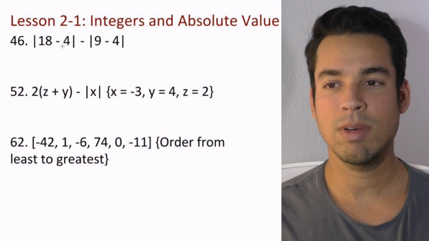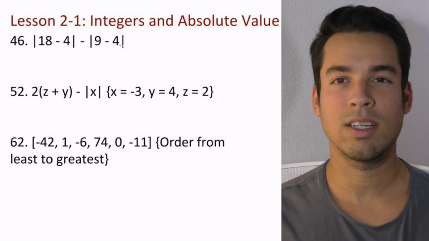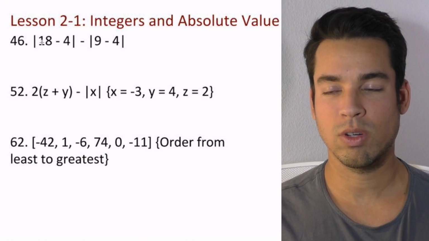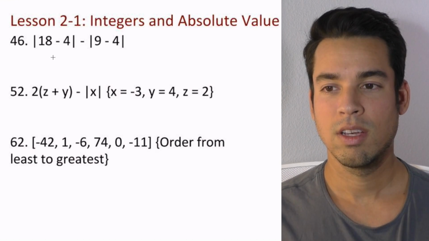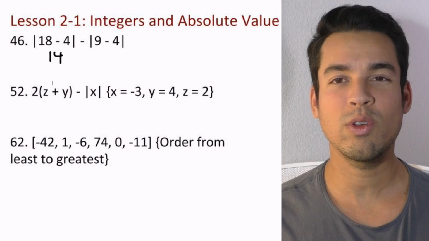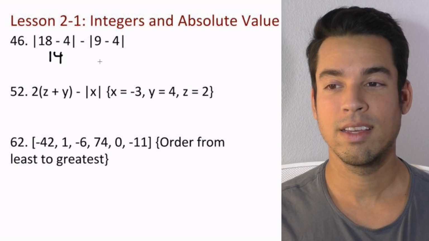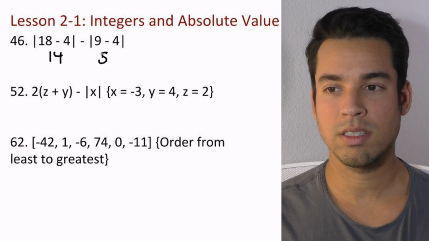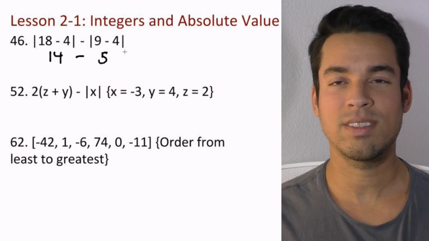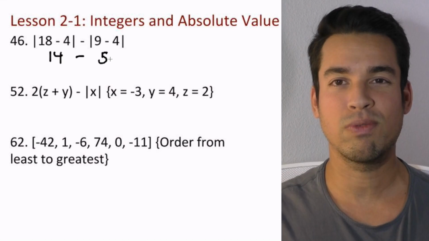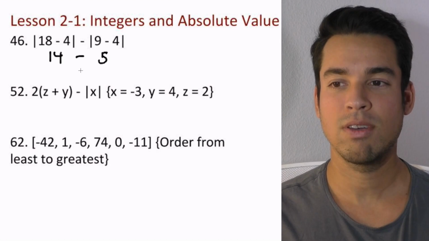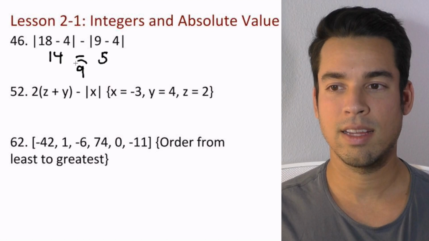So here we got 18 minus 4 absolute value minus 9 minus 4 absolute value. Just like parentheses, we do the absolute value problems first. So whatever's in the absolute value, let's do that first. This gives us 14. Since 14 is already positive, we don't care about the absolute value, it doesn't do anything. What about 9 minus 4? That's a positive 5 as well. And now this subtraction sign still sticks, even though it's not within the absolute value, so it doesn't disappear. Now we just got the problem of 14 minus 5, which of course is 9.